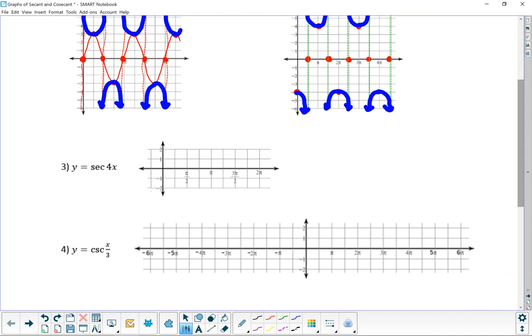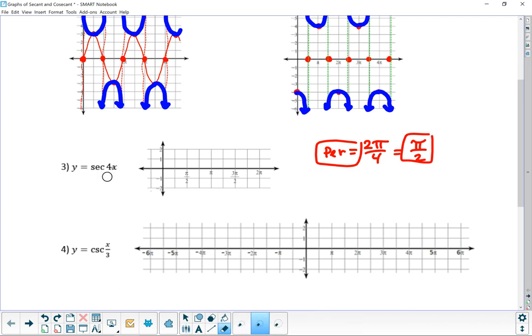Okay, so this one's a little different. This one's a secant. It's related to the cosine, and you know cosine starts at the top, but this one has a period. The period is going to have to be figured out using that 4. So on this one, we're going to do period is equal to 2 pi divided by 4, and when you work that out, it comes down to pi over 2. So your period is pi over 2.